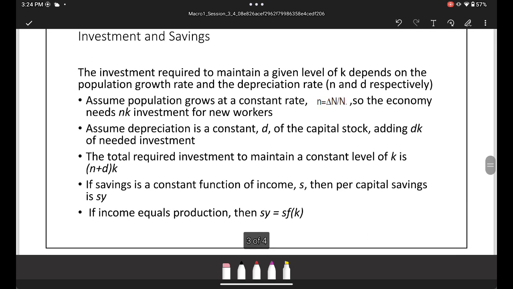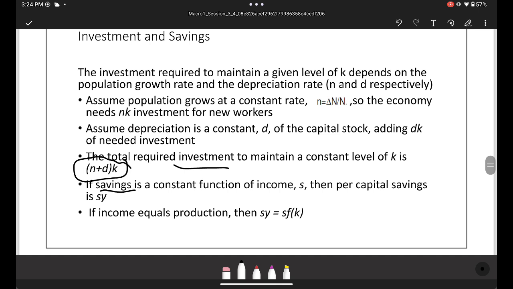Now here's all this nitty-gritty stuff over here, like equations and whatnot. What I underlined is what you need to know now. n plus d times k is an equation you need to know for the investment function. For the savings function, you need to know, where's this now? I saw it just now.